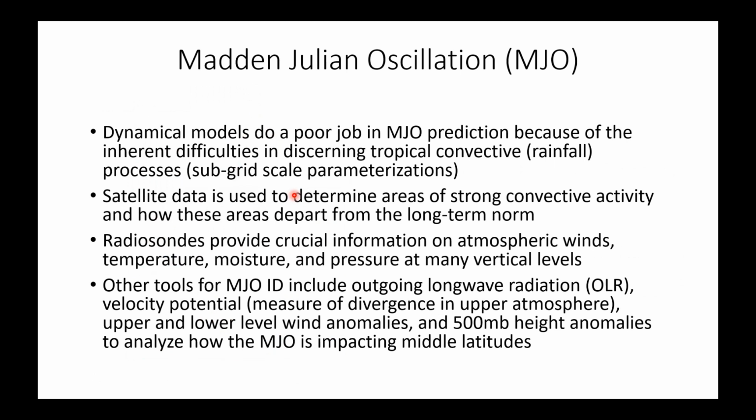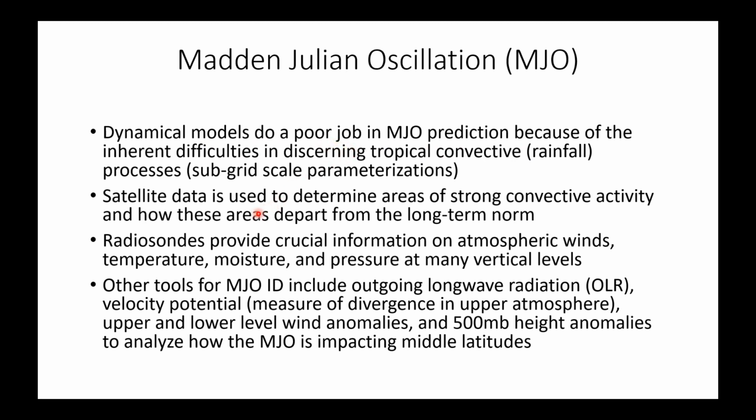The dynamical models generally do a poor job in MJO prediction, where the enhanced rainfall or convection is going to end up. And this is mainly, when you're talking about dynamical models, because of the inherent difficulties they have in discerning tropical convective scale processes. Basically, these types of dynamical models feature subgrid scale parameterizations. Now, I know it's fancy wording, but what this means is that they're too coarse. They can't pick up on the finer detail processes, including that tropical convection or enhanced rainfall in those tropical Pacific areas. So the dynamical models do a fairly poor job in MJO prediction over time.